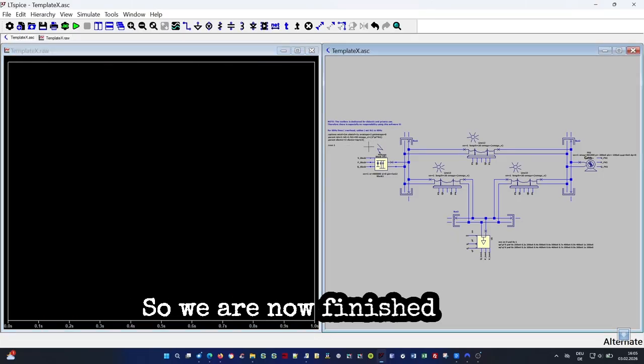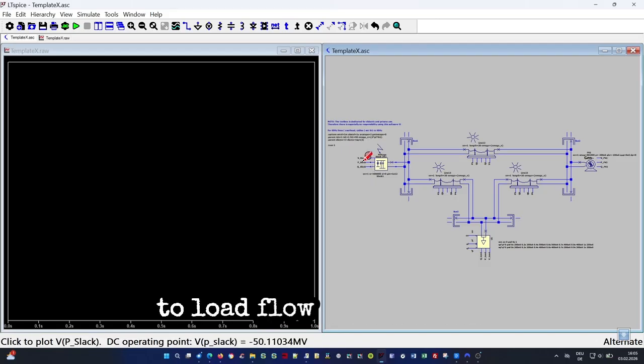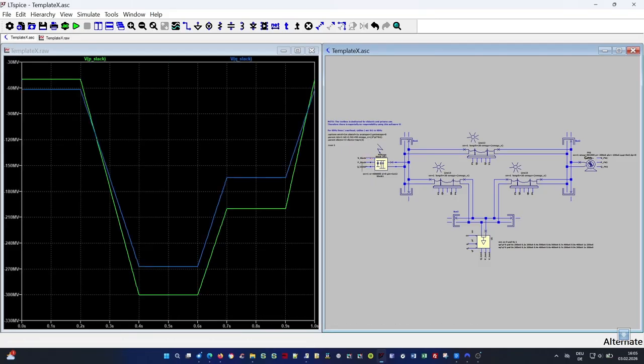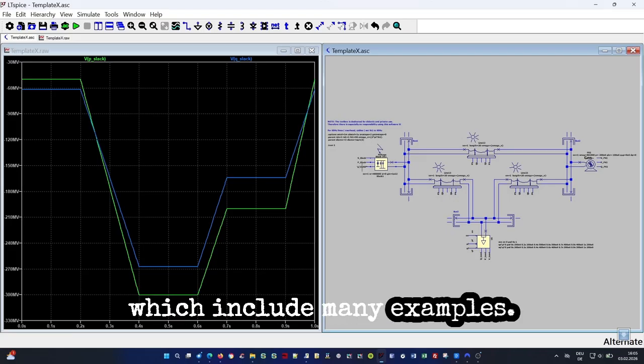So we are now finished with this brief introduction to load flow calculation. I hope you enjoyed it. If you like, you can also take a look at the even more interesting transient simulations with my models, which include many examples. Thank you.